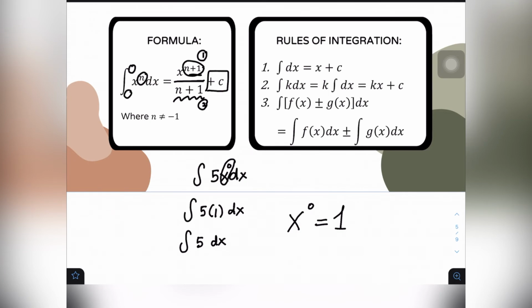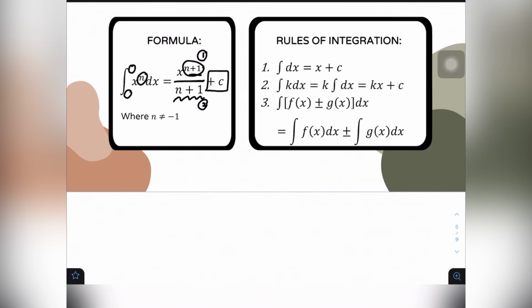If your x is to the power of 1, then you will get x. If your x is to the power of 2, then you can see your x to the power of 2. But if you have x to the power of 0, usually we do not write the x to the power of 0, because we know that the value of x to the power of 0 is equal to 1. Therefore, when you have been asked to integrate 5 with respect to x, you actually have been asked to integrate 5x to the power of 0 with respect to x.